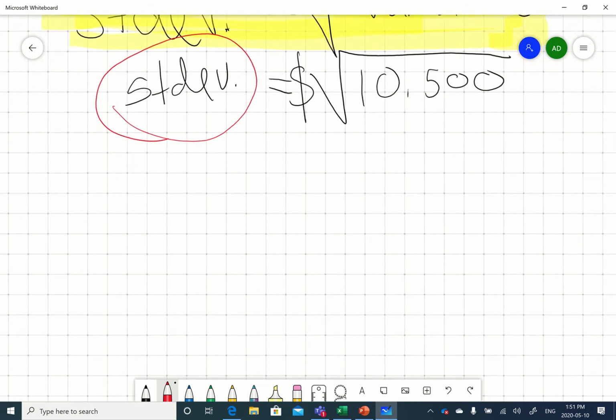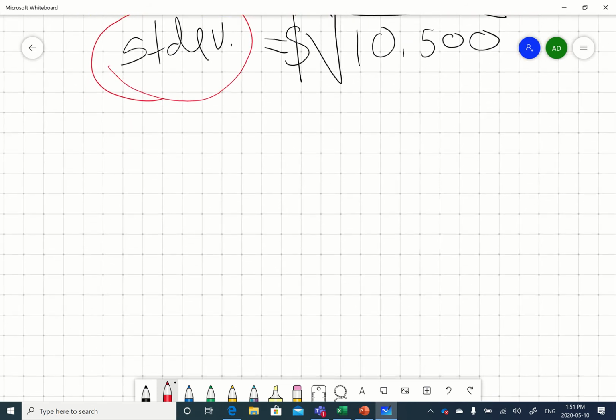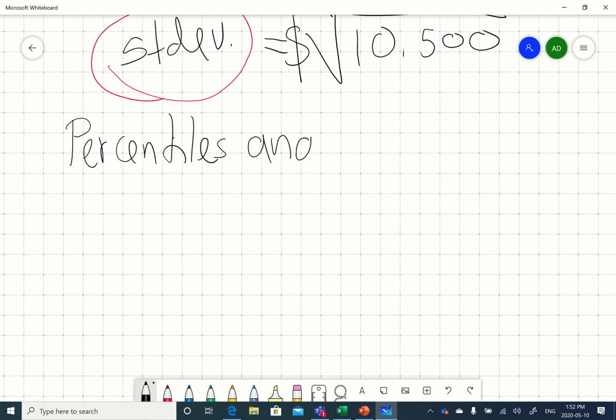Okay, so that's standard deviation. And then the third one, percentiles and quartiles. They are considered other measurements of dispersion. Percentiles is actually the general case. Quartiles are just some special cases of percentiles. So I'm going to start with quartiles, and then we'll generalize the idea of percentiles.